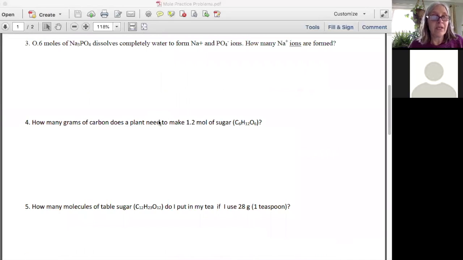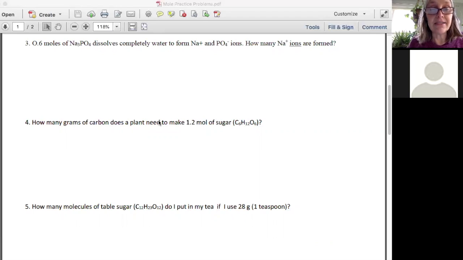Okay. So the next question says 0.6 moles of sodium phosphate. So it's the same compound as above, dissolves completely in water and forms Na plus and PO4 ions. So this is many polyatomic ion compounds, and in fact, many ionic compounds can dissolve in water. Not all of them. Some of them are actually insoluble. So we'll learn a little bit more about that next week.